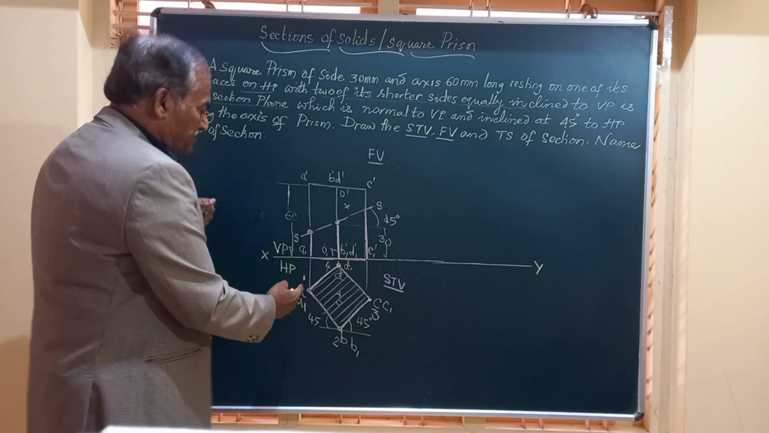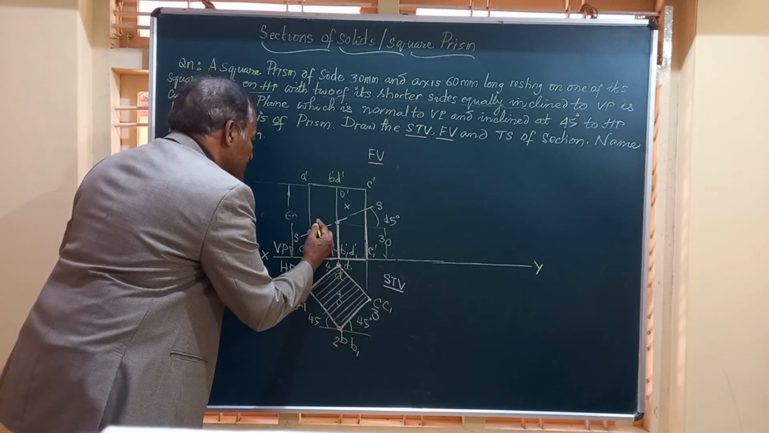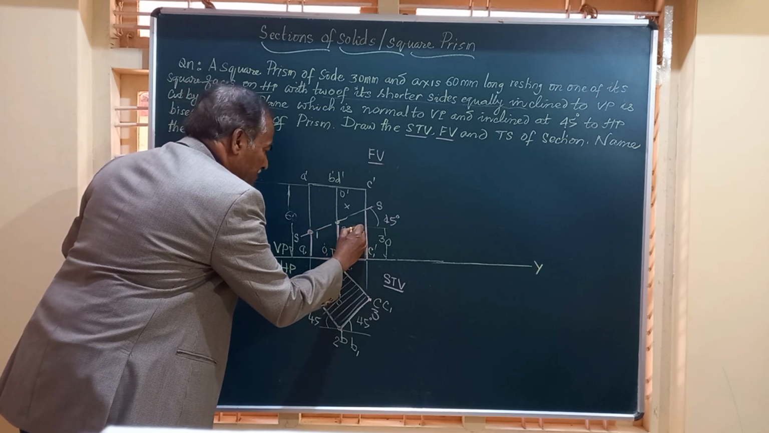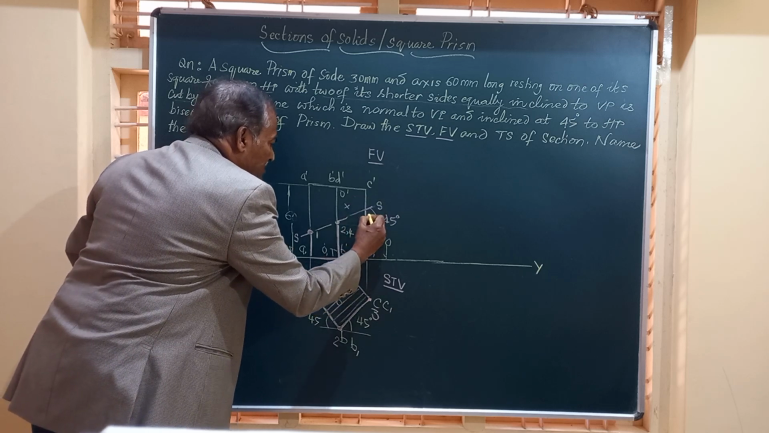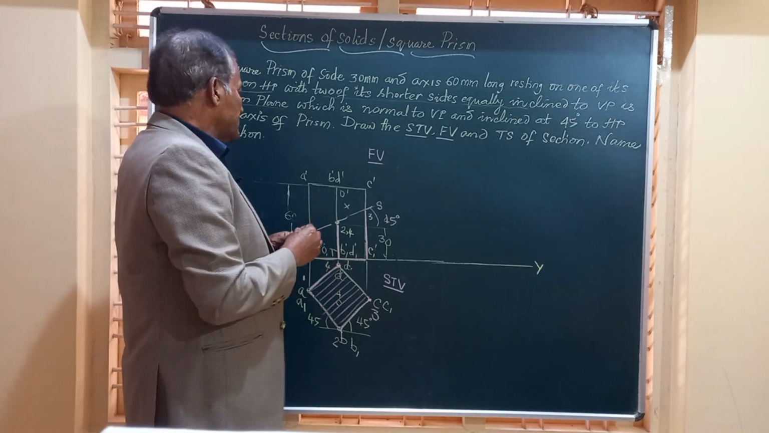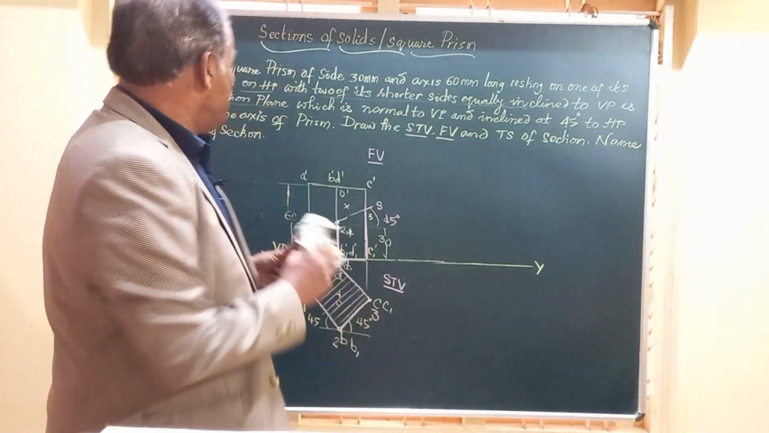Before that, let me transfer these points 1, 2, 3, 4 onto this. So this is 1, this is 2, this is 4, and this point is 3. So we have these 1, 2, 3, 4 points. To obtain the true shape of the section, there is a simple procedure to be followed.